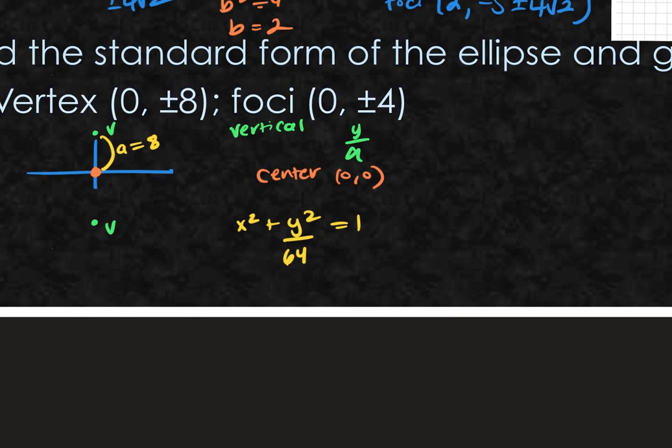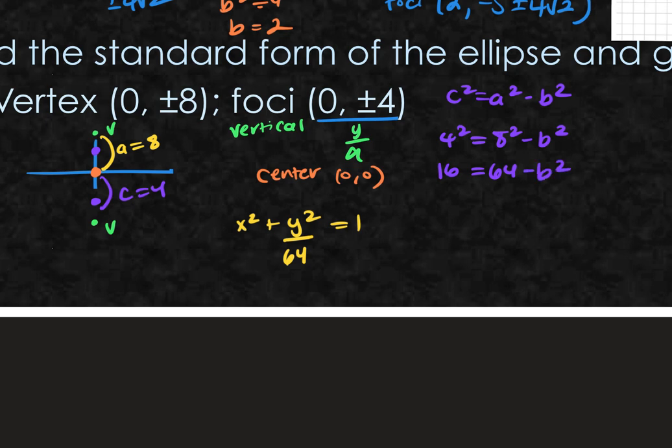Now I know the foci, which tells me c. So if the foci is up and down 4, that tells you, 1, it confirms your vertical. 2, it tells you c is what? 4. Good. And c squared equals a squared minus b squared. So 4 squared equals 8 squared minus b squared. 16 equals 64 minus b squared. Subtract the 64. Negative b squared equals negative 48. So b squared equals 48. And I'm not graphing b, so I actually don't need to know what b itself is. In the equation, it stays as b squared, so it stays as 48.